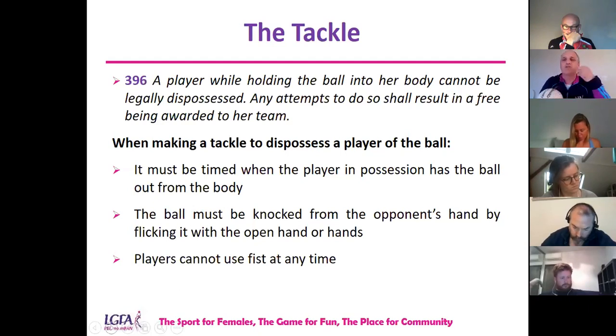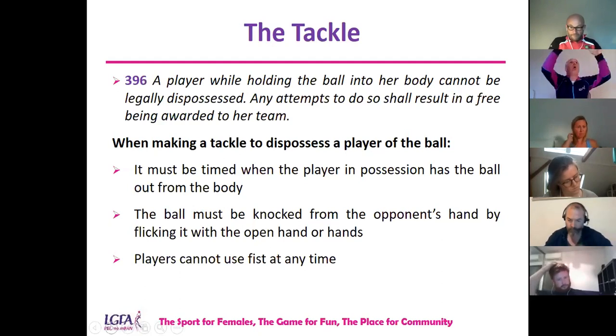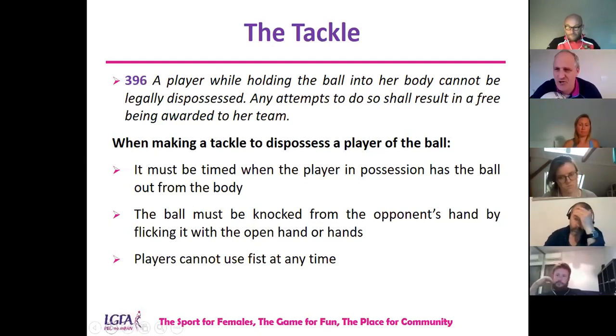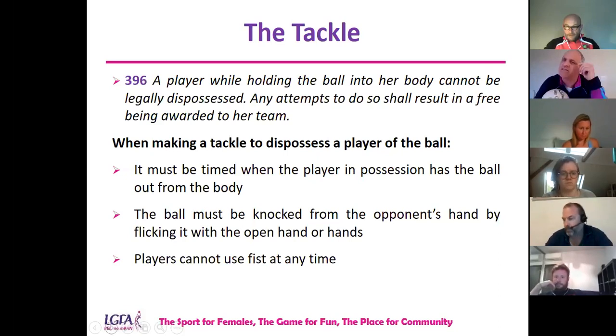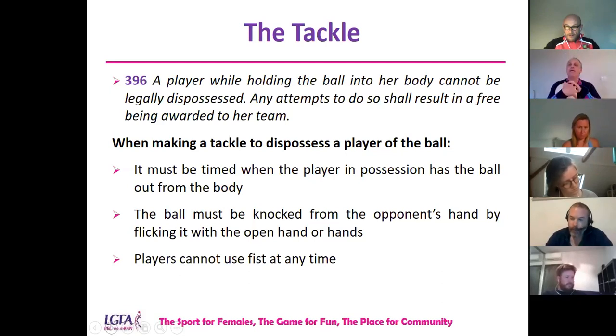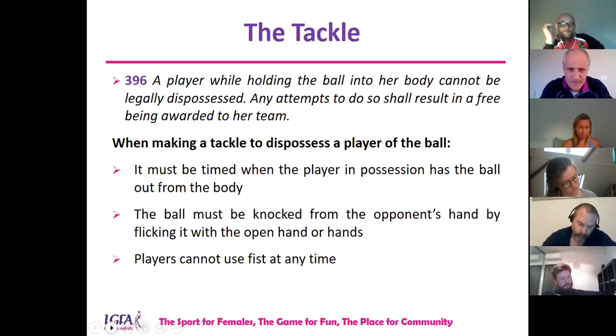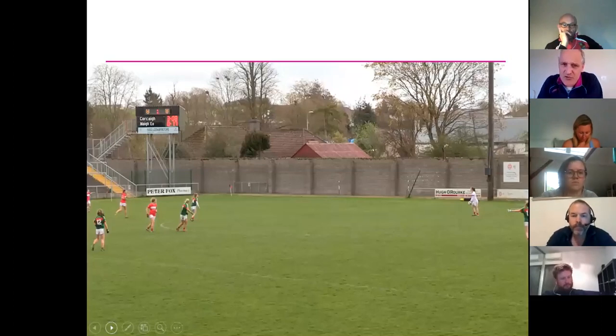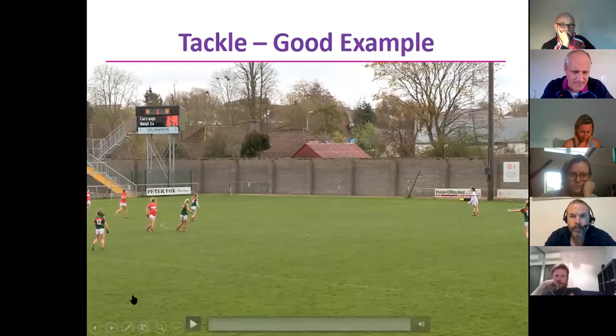So we always coach players, or even for yourself, if you catch a high ball, always bring the ball into your body, because you can't be tackled when the ball is in your body. That's the first important point for you tonight. You cannot be legally dispossessed when the ball is in the body. So what does that look like? I'm going to show you a video here, and I'll just play it for a second.